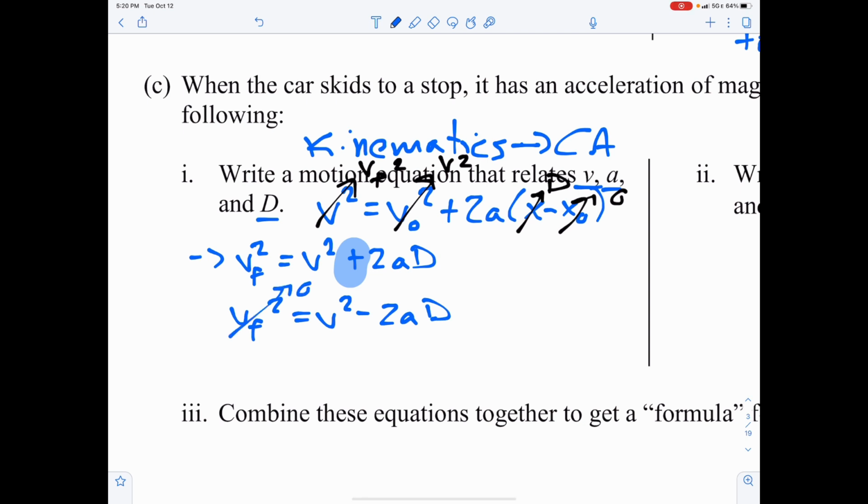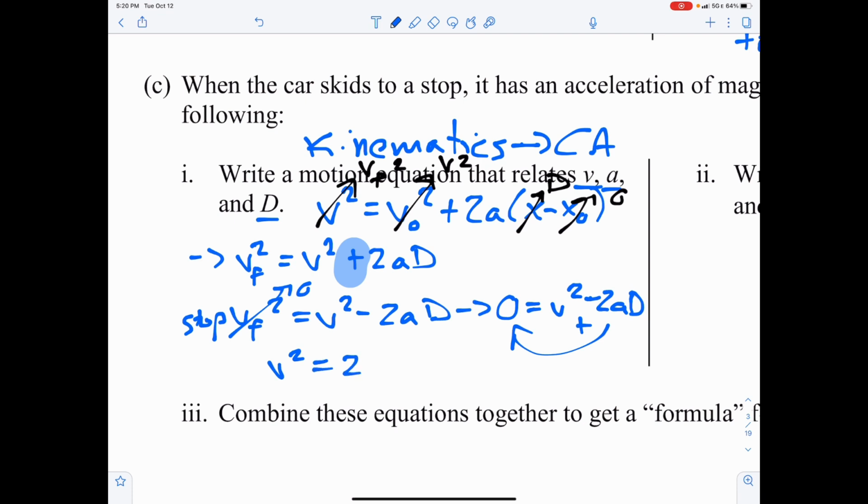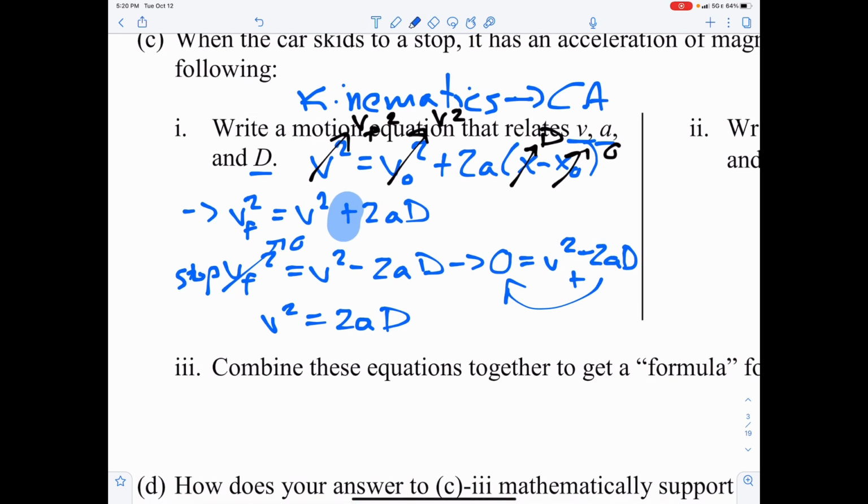This is equal to 0 because you come to a stop. Final velocity, comes to a stop. So we have 0 is equal to v squared minus 2ad. And if you add 2ad over to this side here, then you get v squared equals 2ad. Okay, that's our equation that basically relates V, A, and D.